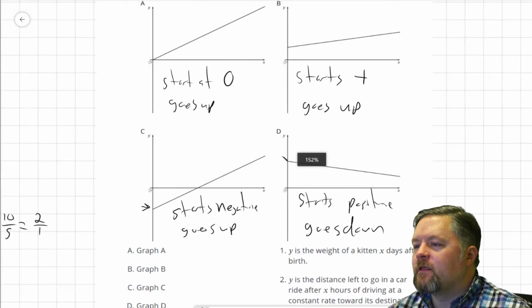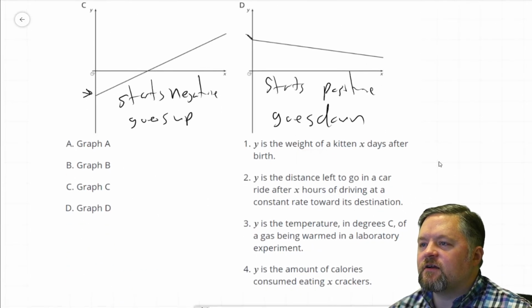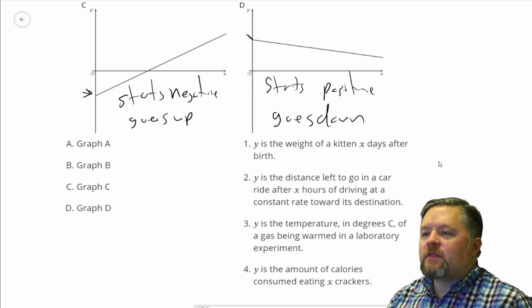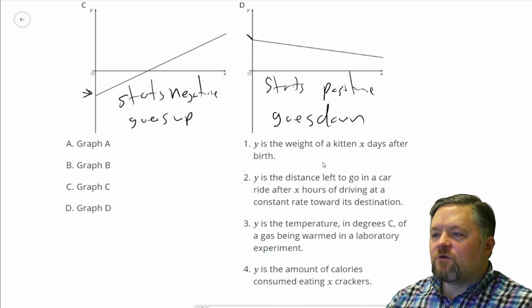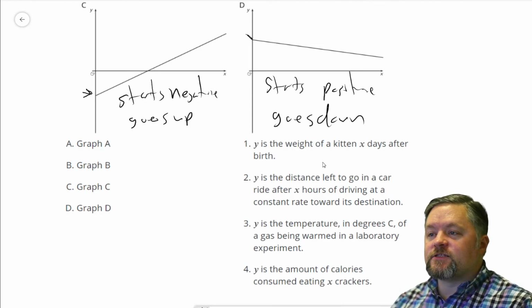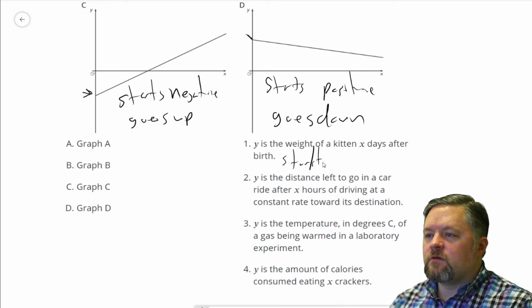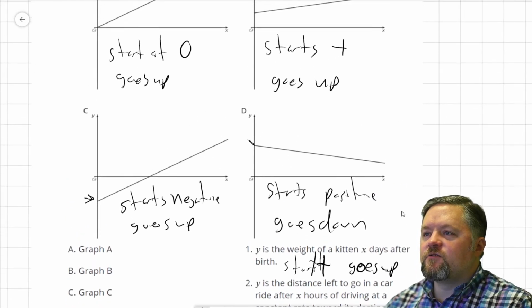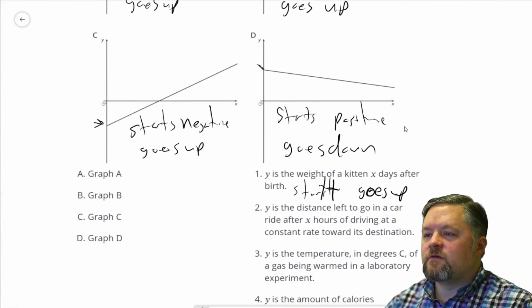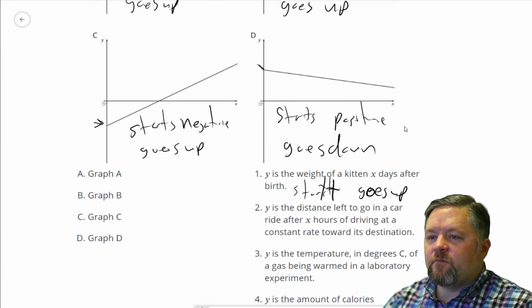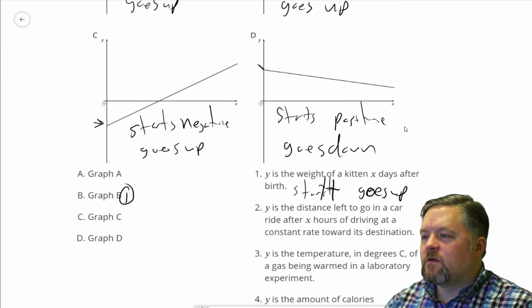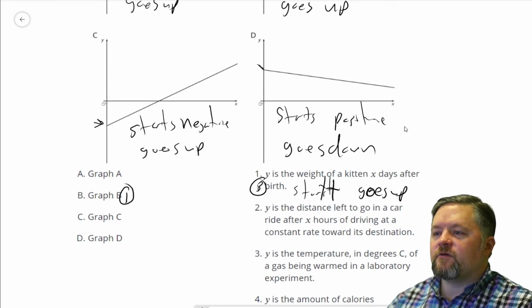So, let's look at these situations here. The weight of a kitten X days after birth. Well, a kitten weighs something when it's born, so it starts positive, and they grow, right? Starts positive and goes up. Well, that's B. So graph B goes with 1. 1 goes with B. I'll label it both ways.